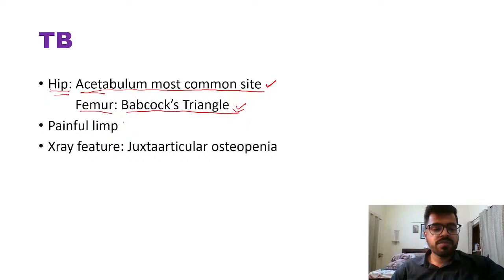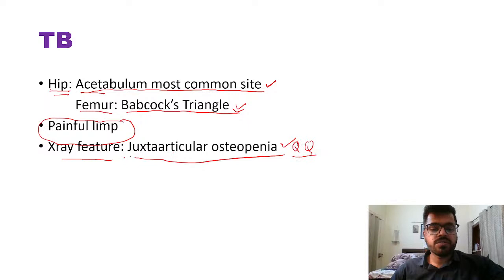Patient most commonly presents with a painful limp, plus or minus a history of weight loss and fever. The X-ray feature is juxta-articular osteopenia or osteoporosis. It is very commonly asked. Juxta-articular osteopenia is the X-ray feature of hip TB.